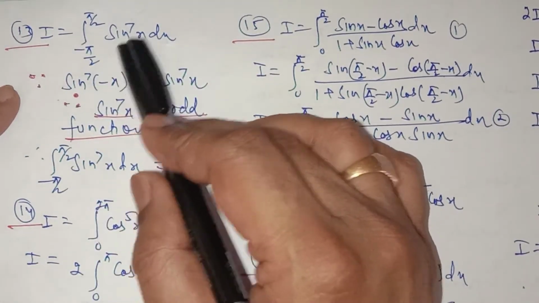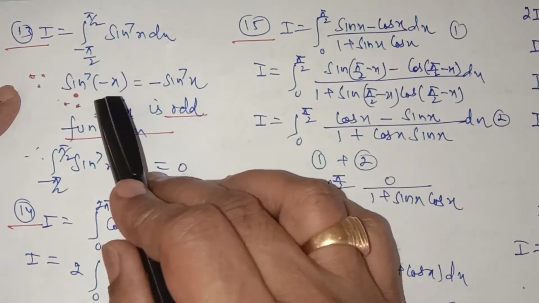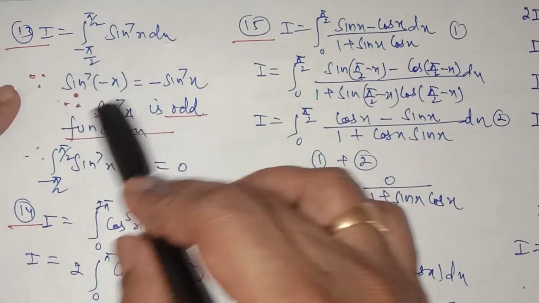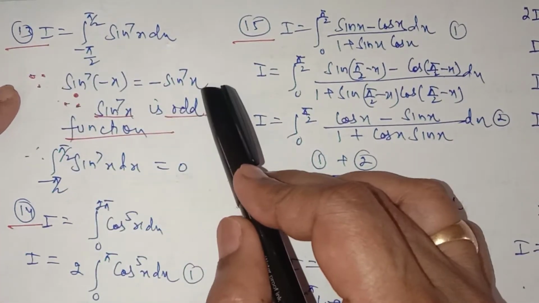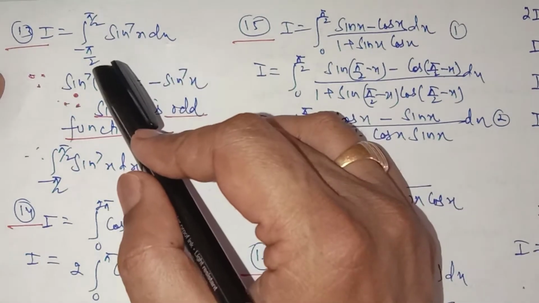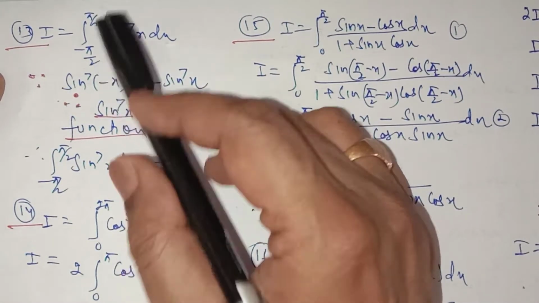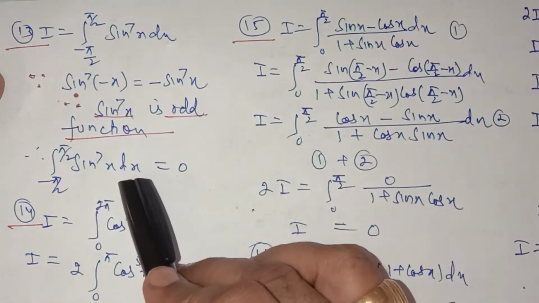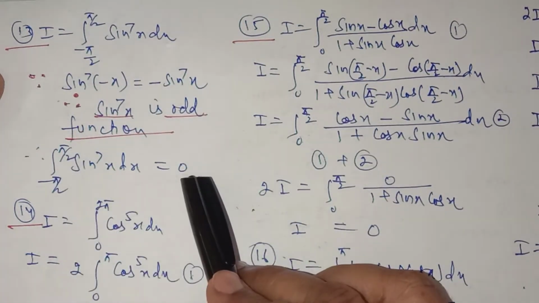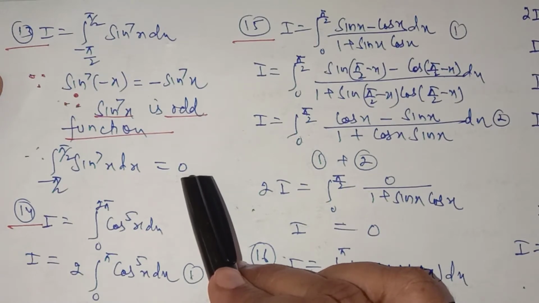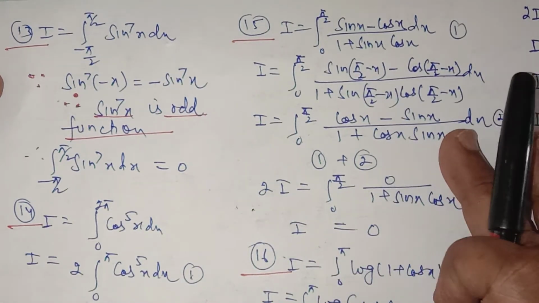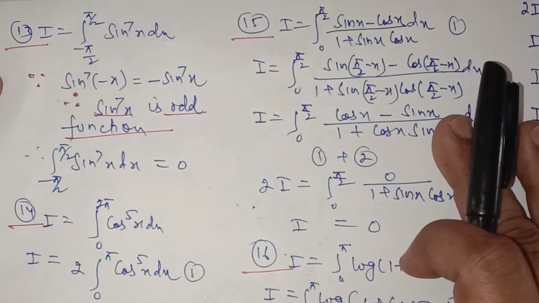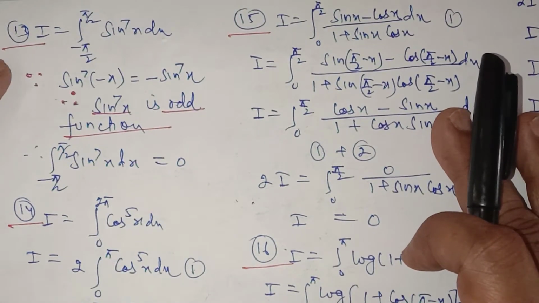Now sine raised to power 7x is an odd function, because if we replace x by minus x, it will be minus sine raised to power 7x, which is an odd function. And when we have the limit from minus a to a of f(x), when f(x) is an odd function, then its integral is 0. You revise the properties of integrals from when we started Exercise 7.9.